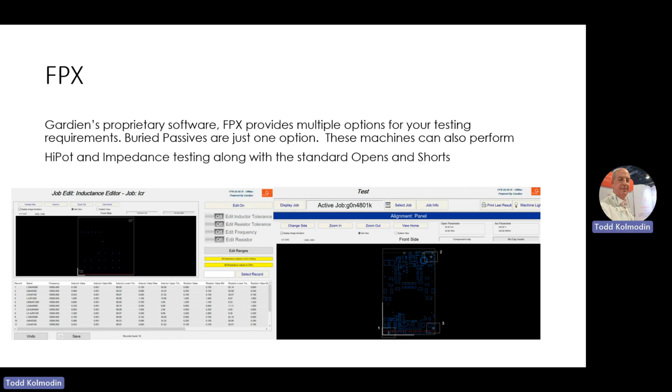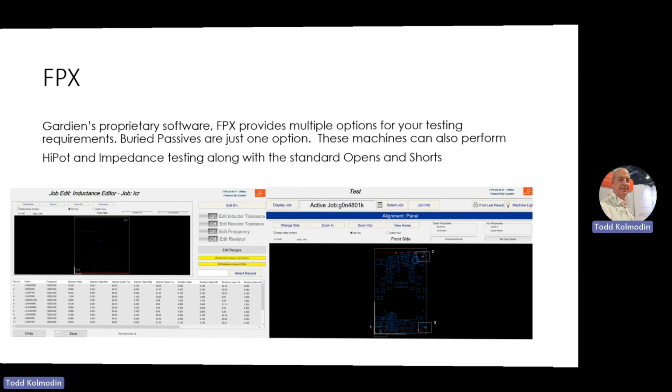So for the software, these options are all available with the equipment. FPX is currently always evolving, and support's available almost 24/7. We can log into the machines remotely and diagnose what might be going wrong or make adjustments if something isn't happening. We're here to help you.